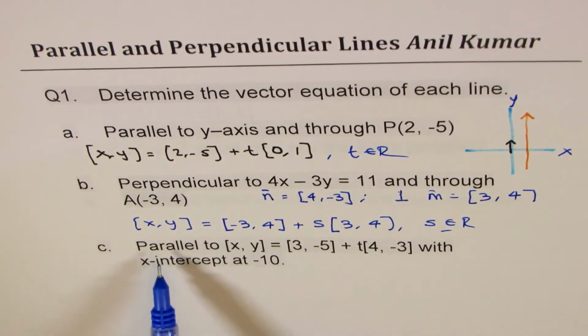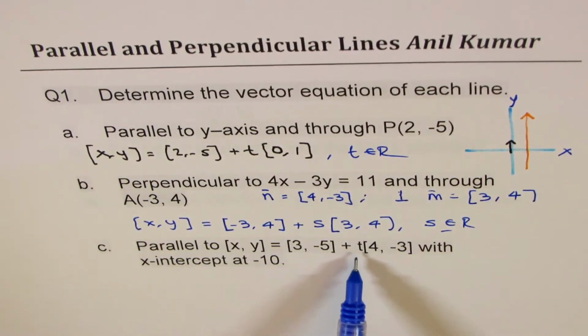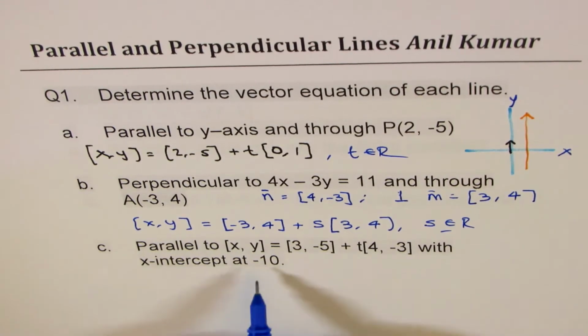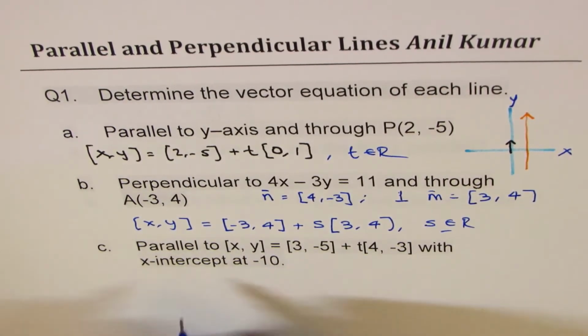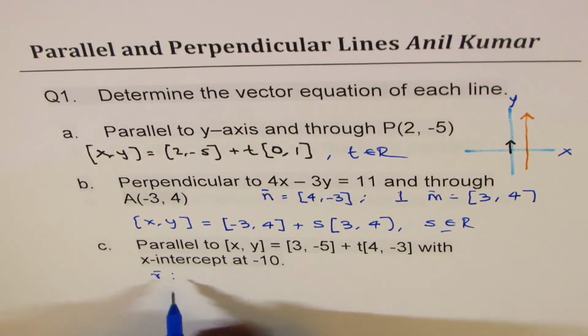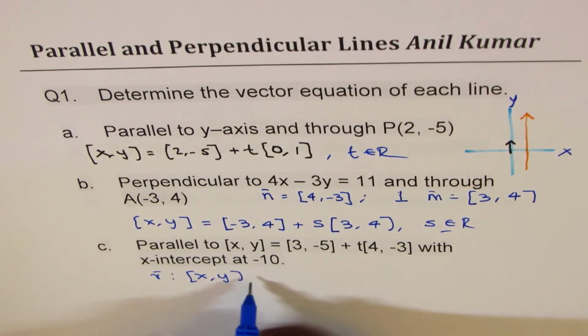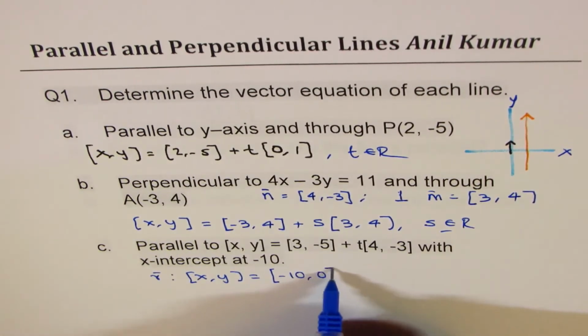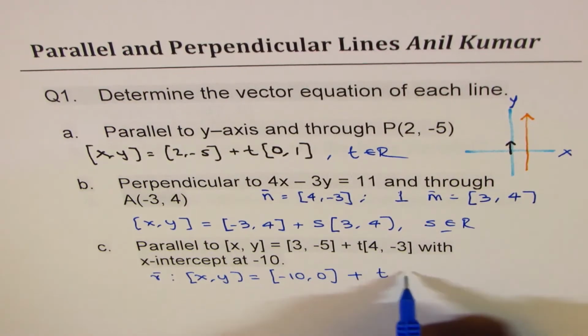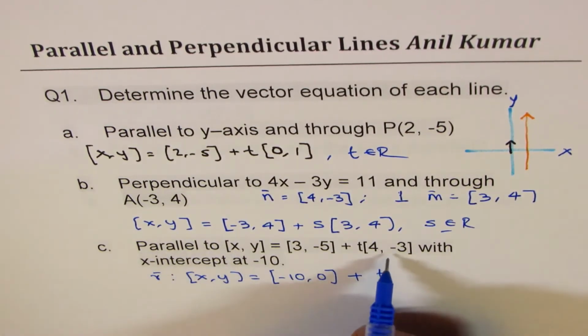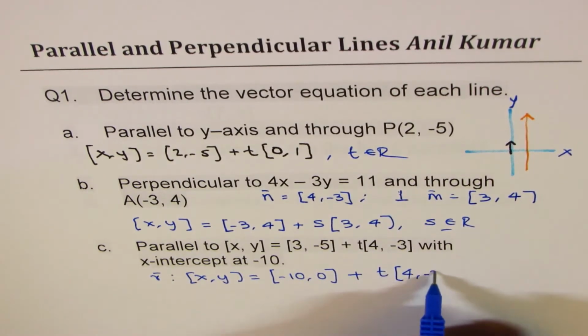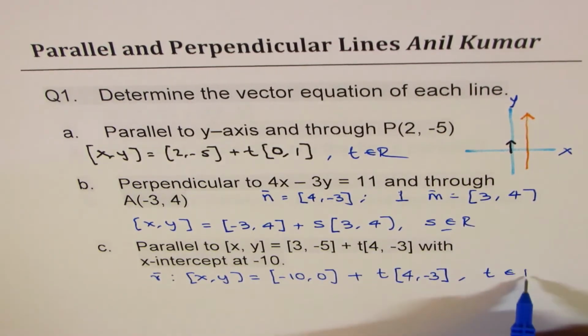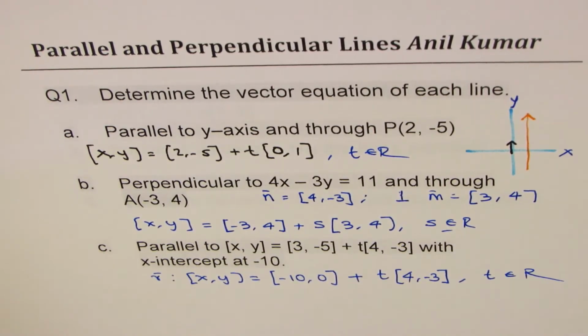The last question here is parallel to (3, 5) plus t times (4, -3) with x-intercept at -10. So take your time to write it down, and here is the equation. You could also write this as (x, y) equals the x-intercept at -10, which means y is 0, correct? Plus we can write t times, and parallel means the same direction, which is (4, -3). Does it make sense to you? Where t belongs to real numbers, right? So that should be simple, but it is important to understand the concepts, right?